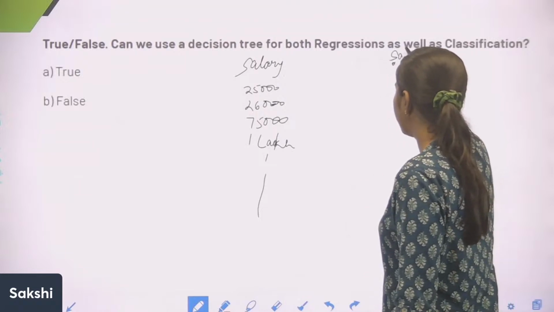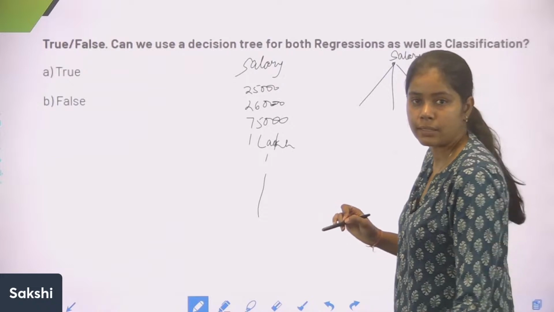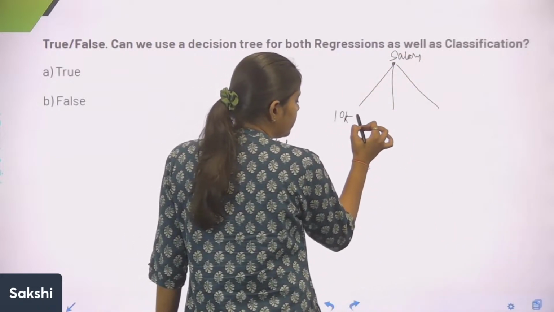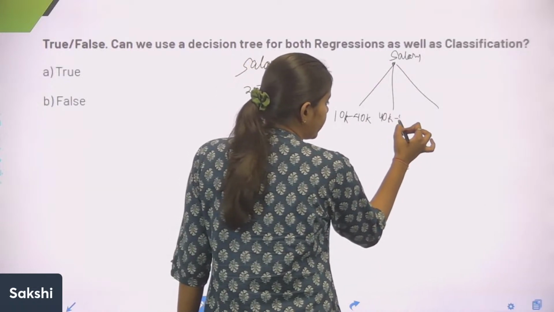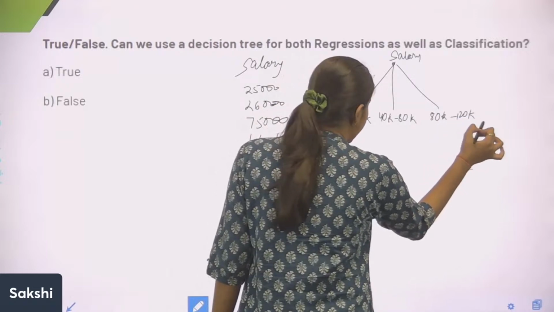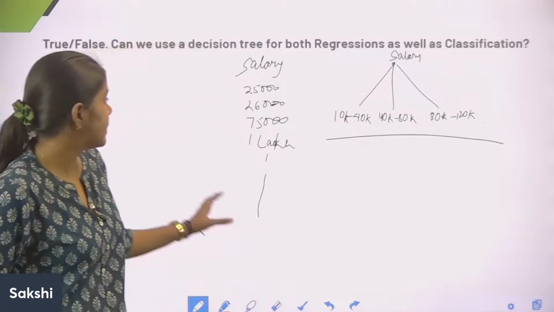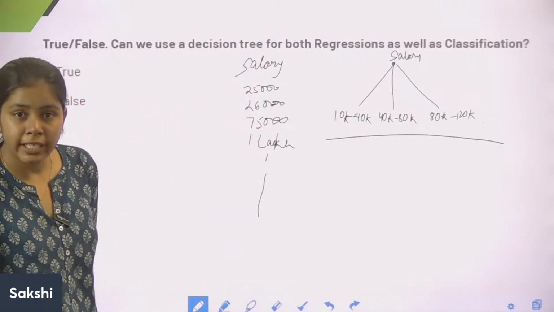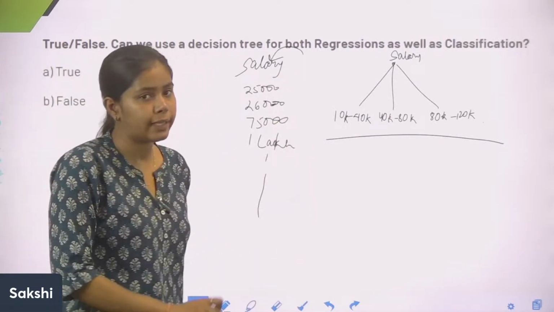We'll take this salary feature and we'll divide it into categories, right? What would be the categories? Let's suppose 10k to 40k, right? And then I have divided 40k to 80k, and then 80k to 120k, right? So I can divide into categories so that we can use the decision tree for regression. This is if one of the features is numerical.